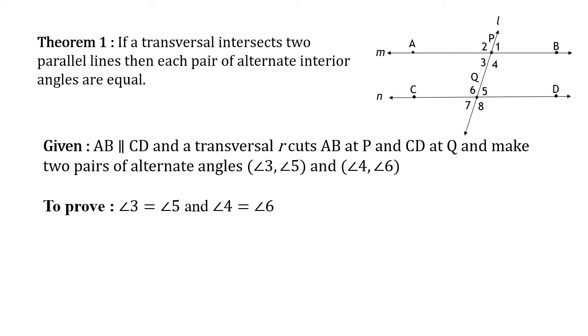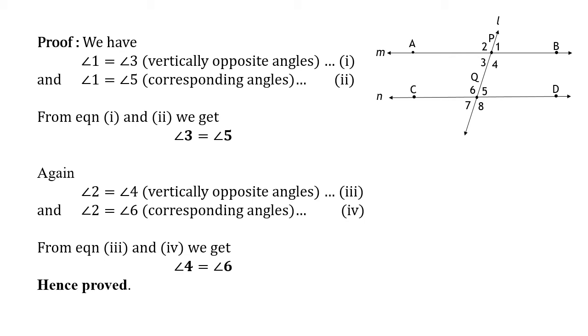Now, if a transversal intersects two parallel lines, then each pair of alternate interior angles are equal. We are given AB is parallel to CD and a transversal L cuts AB at P and CD at Q. So they make two pairs of alternate angles, 3 and 5, 4 and 6. We have to prove angle 3 equal to angle 5 and angle 4 equal to angle 6. Angle 1 is equal to angle 3, which are vertically opposite, and angle 1 is equal to angle 5, which are corresponding. So we get angle 3 equal to angle 5. Similarly, angle 2 is equal to angle 4, vertically opposite, and angle 2 is equal to angle 6, corresponding, hence angle 4 equals angle 6. So alternate angles are equal.